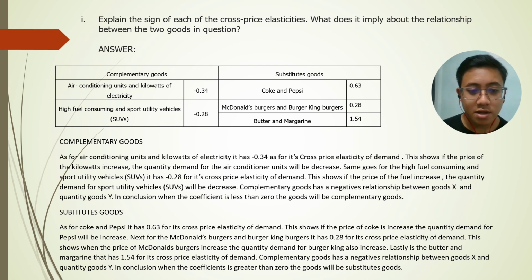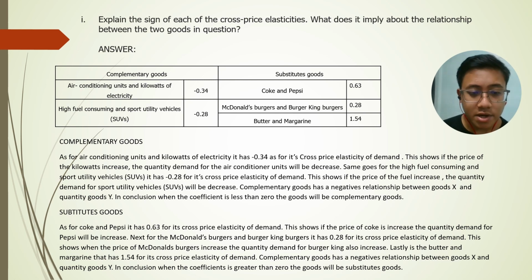In conclusion, when the coefficient is less than 0, the goods will be complementary goods. Next, for the substitute goods, as for Coke and Pepsi, it has 0.63 for its cross price elasticity of demand. This shows if the price of the Coke is increased, the quantity demand for Pepsi will be increased.